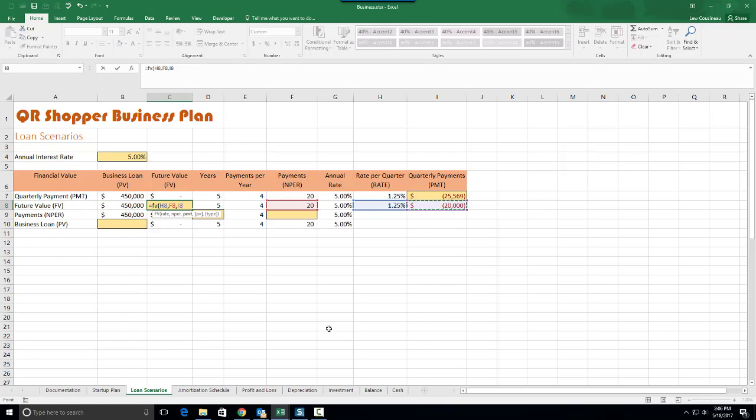Now, do we need the present value in this case? Yes, we do. So I'm going to hit a comma here and put in the present value of $450,000. And the type is optional, but again, we're going to do end of the period. We'll put a 0, and now we'll close up that future value function. It says if you make a $20,000 a quarter payment for 5 years, at the end of the 5 years, you'll still owe $125,000.